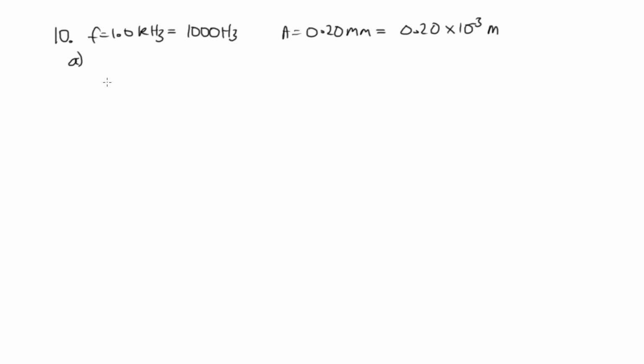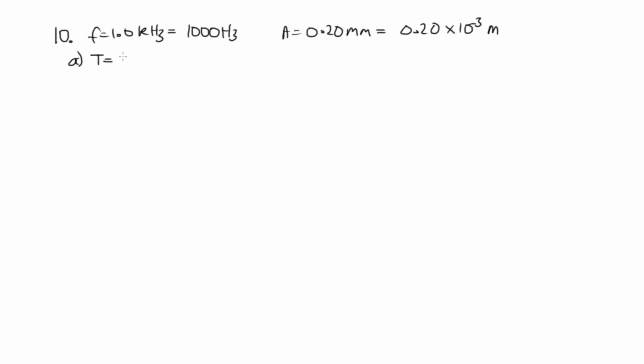This is problem 10. So in this problem, we've got a diaphragm in a loudspeaker and it's undergoing simple harmonic motion. And the simple harmonic motion has a frequency of 1 kilohertz, which is equal to 1,000 hertz. And it's got an amplitude of 0.20 millimeters, which is 0.20 times 10 to the minus 3 meters. And in part A, we're asked, what is the period of the motion?